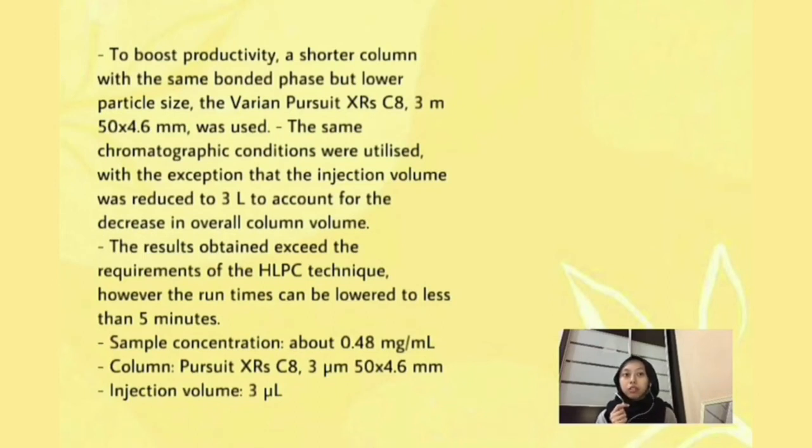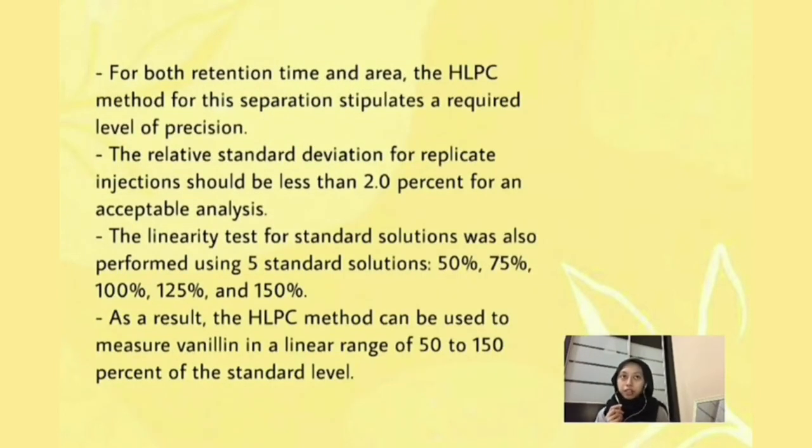Next, the sample concentration was about 0.48 milligram per milliliter. The column is Pursuit XRS C8 3 micrometer, 50 times 4.6 millimeter, and the injection volume is 3 microliter. Next, for both retention time and area, the HPLC method for this separation stipulates a required level of precision. The relative standard deviation for replicate injections should be less than 2.0% for an acceptable analysis.